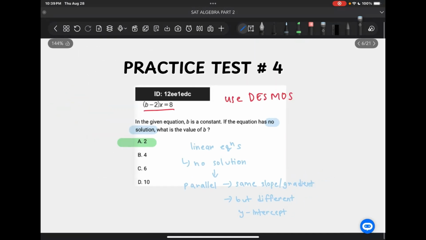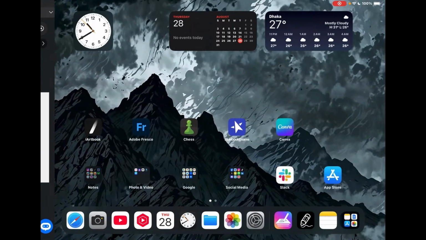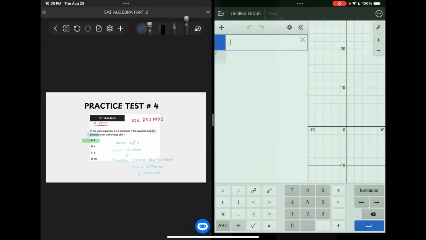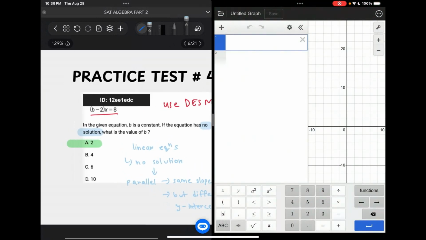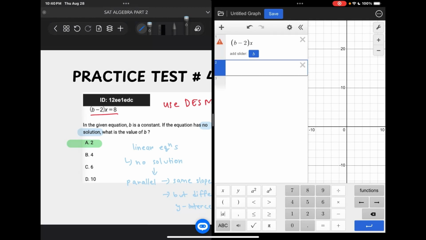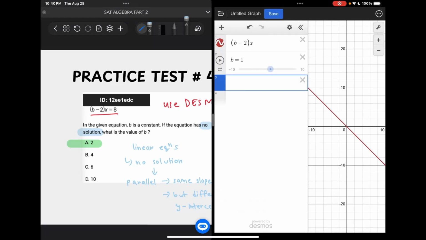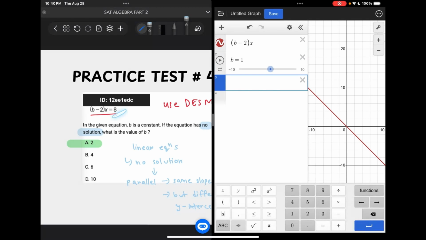Now we can use Desmos for this question. I'm going to show you guys how to do this in Desmos. Let me just open Desmos first. This is one equation and this is one equation. We're going to type it out in Desmos, and make sure you are typing the equation correctly. You don't want to make silly mistakes and lose points. You're also going to add a slider for b. And for 8, it's going to be y equals 8.